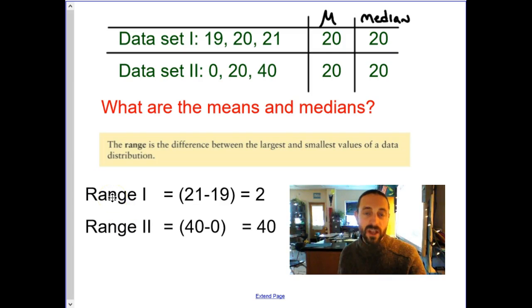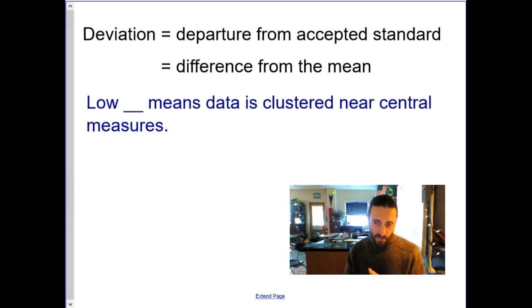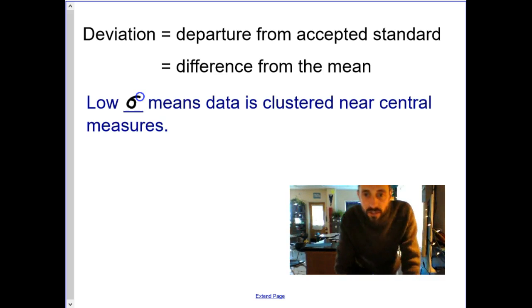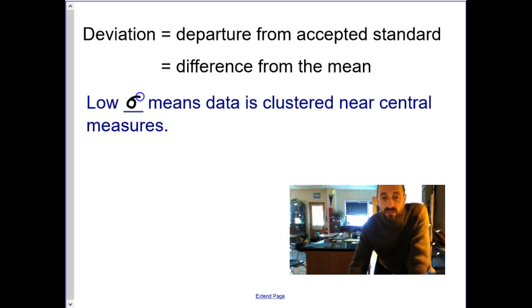But the real question is, how far spread out is it from what you would expect? This is a big idea in statistics, and it's called deviation, or specifically standard deviation. Deviation is the idea of how far each value differs from the expected value, or the mean. The mean is the expected value. I'm going to jump to the board here. Lowercase sigma. Low sigma means data is clustered near central measures.